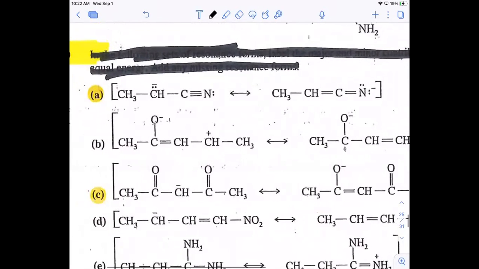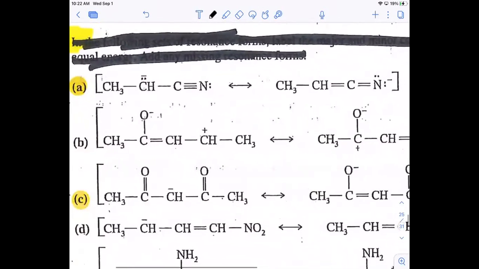Practice makes perfect. All right, so look at A. We don't have to cut this out. We could just put the arrows in. Look, a lot of this stuff is just logic. If you look at the left structure and the right structure, what happened? What changed? Once you figure out what changed, then it's just a matter of putting the arrows in to show how that change occurred. So what happened from the left to the right?